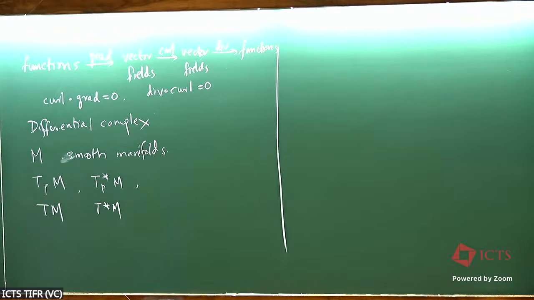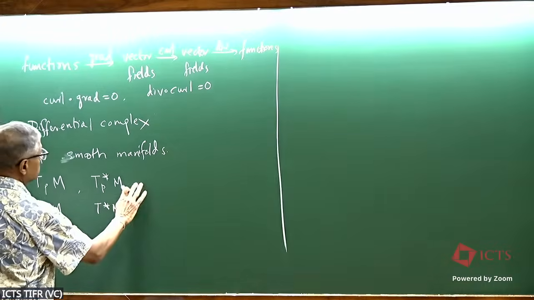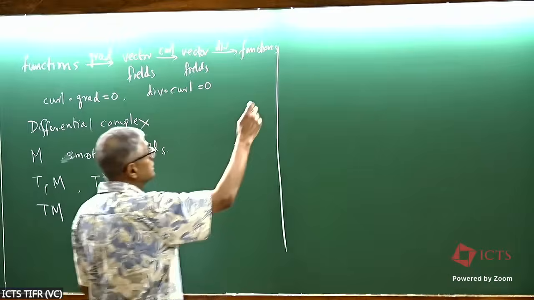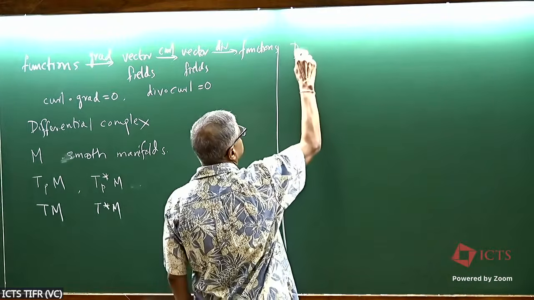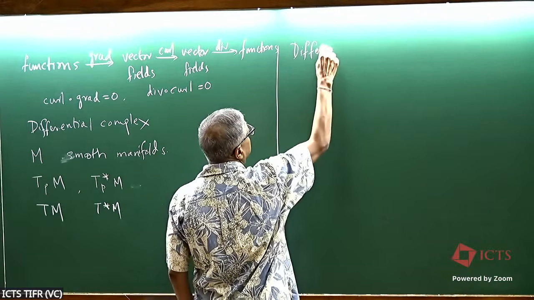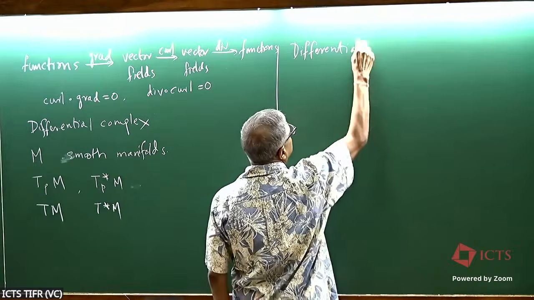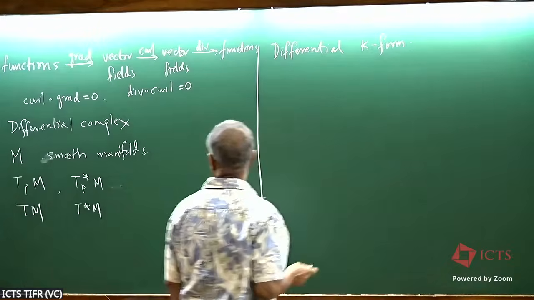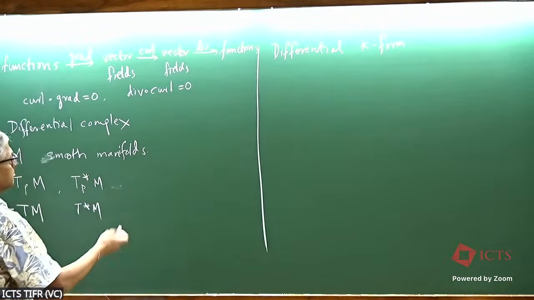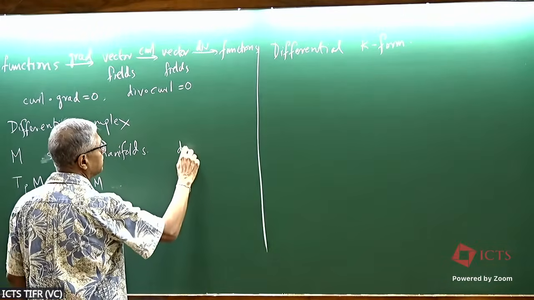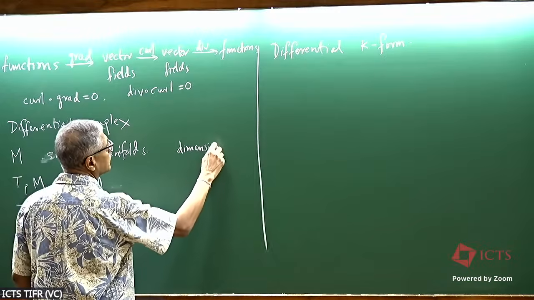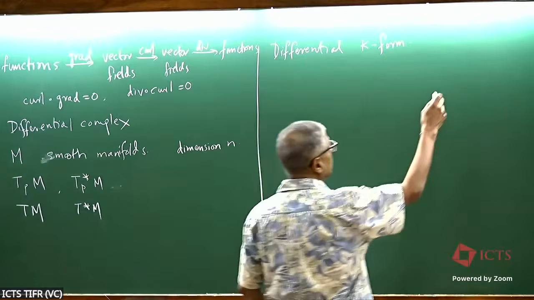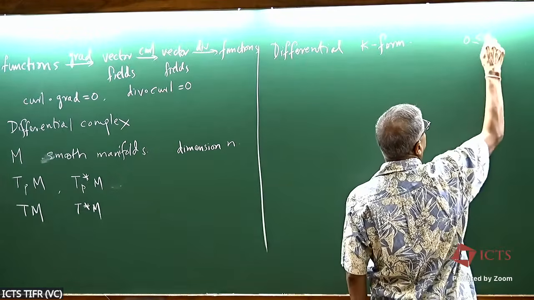What else do we need? The main actor in this whole picture is differential forms. K will be a number. M will be something which will have a dimension N. And K will be an integer between 0 and N.